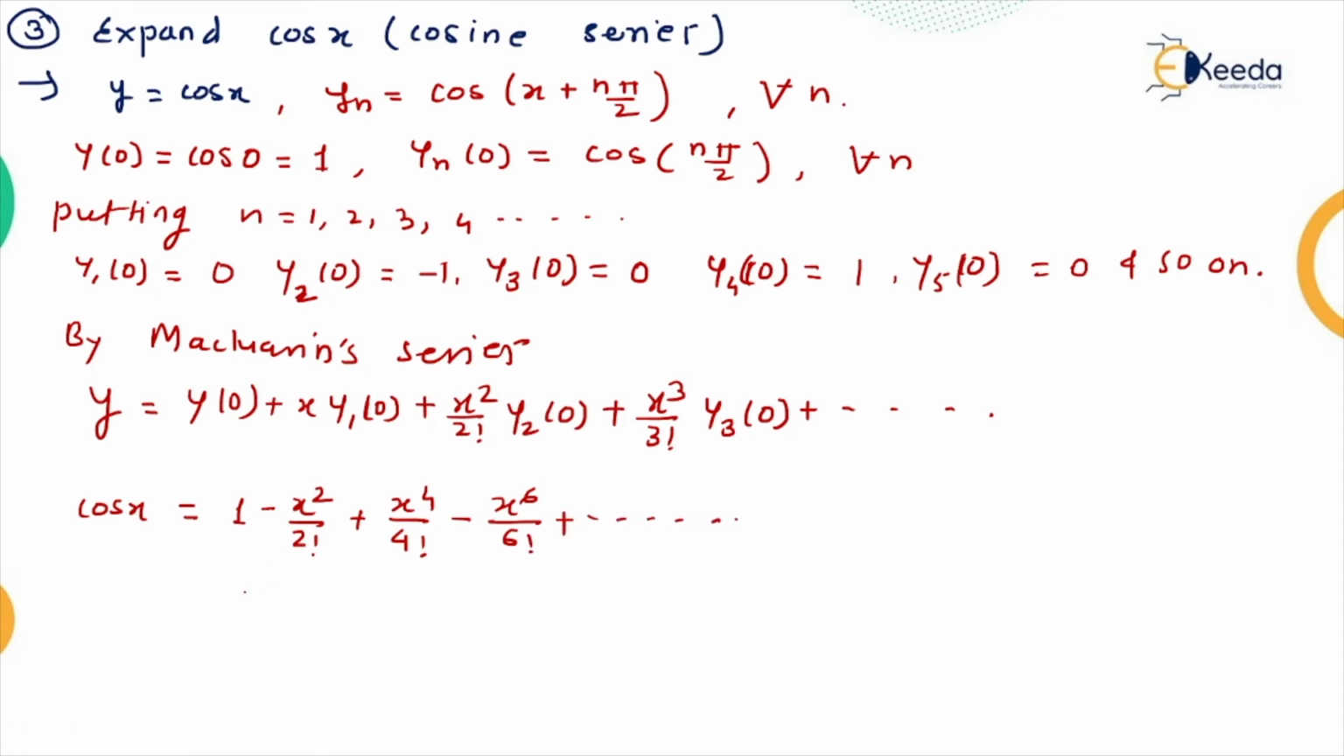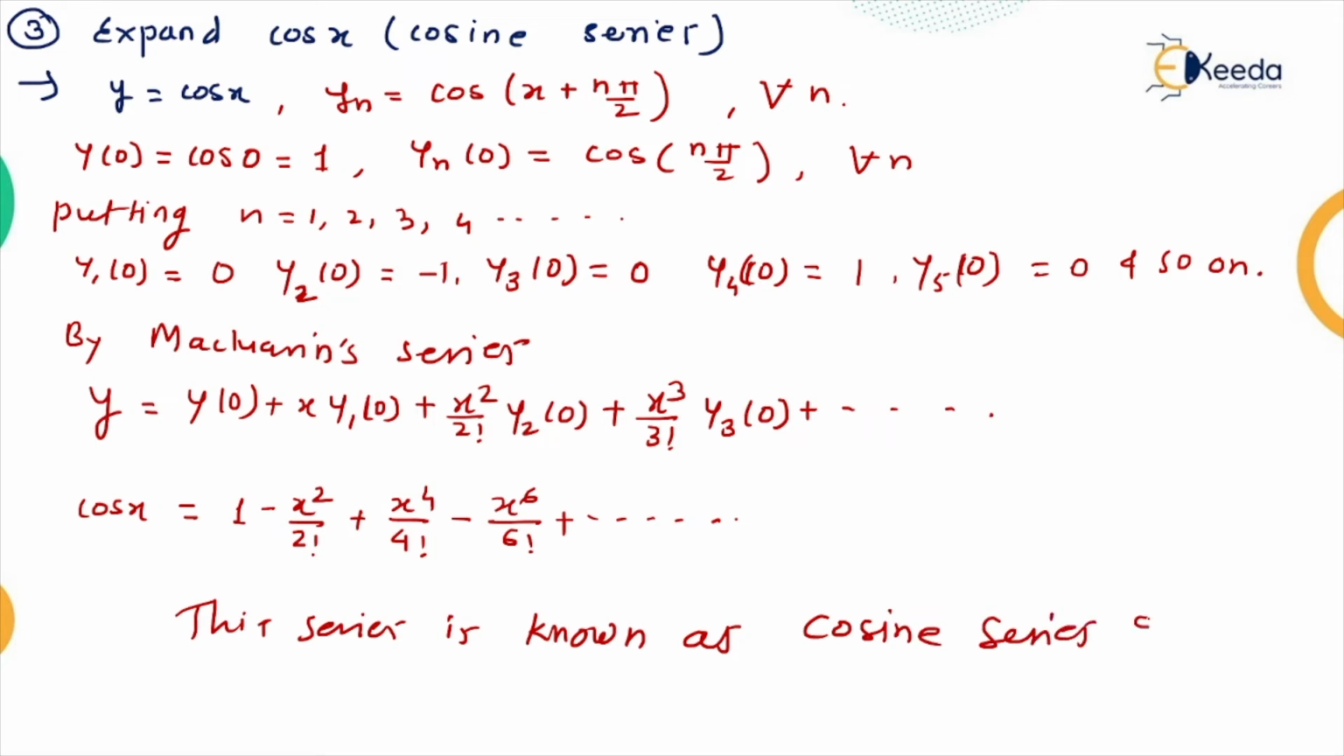So this series is known as cosine series. This series is known as cosine series expansion, and this is all about, guys, the expansion of cos x. This is a series of even powers of x only. Getting this, guys?